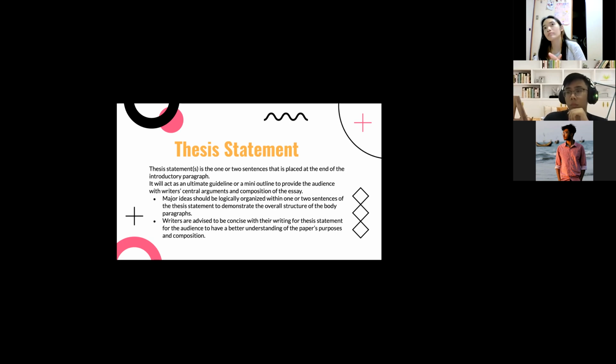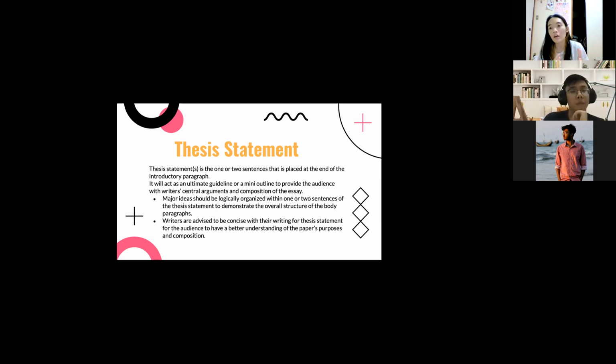So which means that if, for example, in your thesis statement you have three main ideas, A, B, C, then in the body paragraph you're going to have the corresponding order. So that from your thesis statement, people can expect what you're going to talk about and in which order it is going to be placed in your body paragraph.